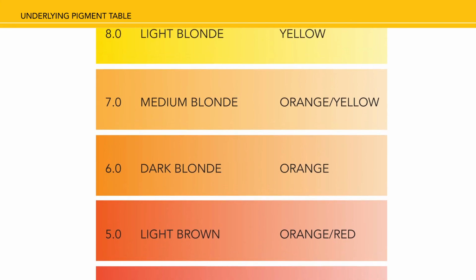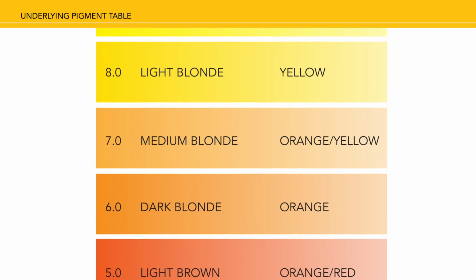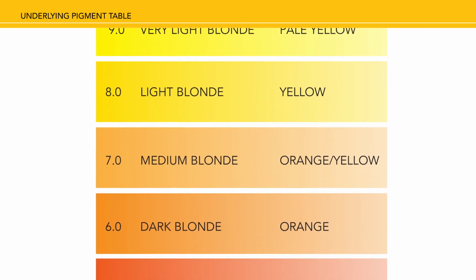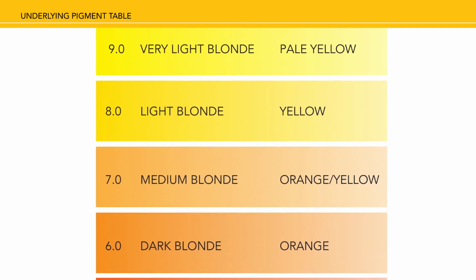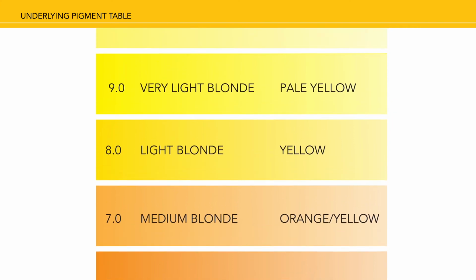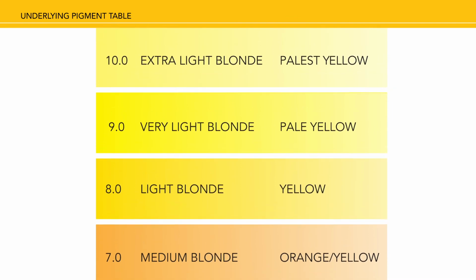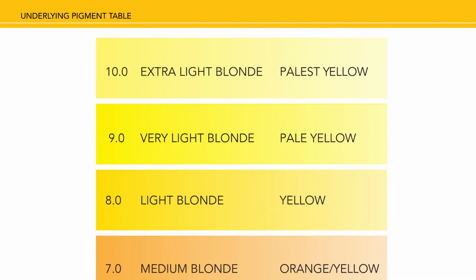6.0 dark blonde, the underlying pigment we see here is an orange tone. 7.0 medium blonde shows an orange-yellow pigment. 8.0 light blonde, we can see a yellow underlying tone. 9.0 very light blonde, we will find a pale yellow shade. And at 10.0 extra light blonde, the underlying pigment we will see here is palest yellow.